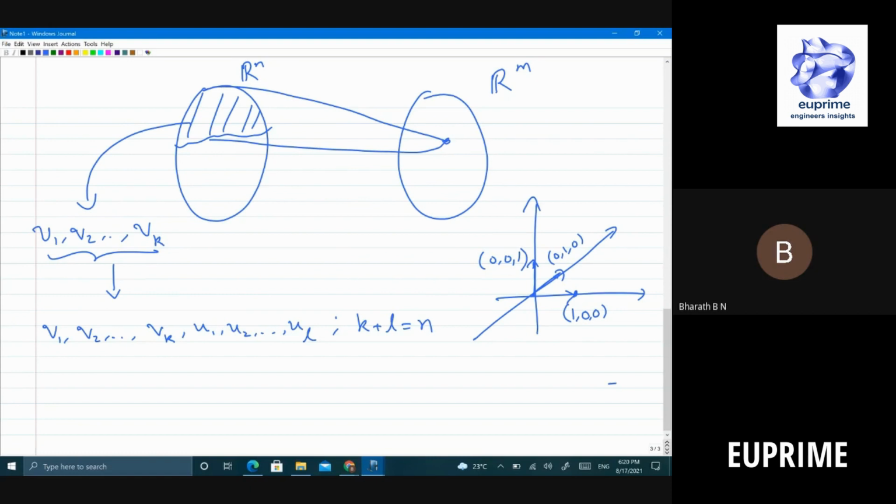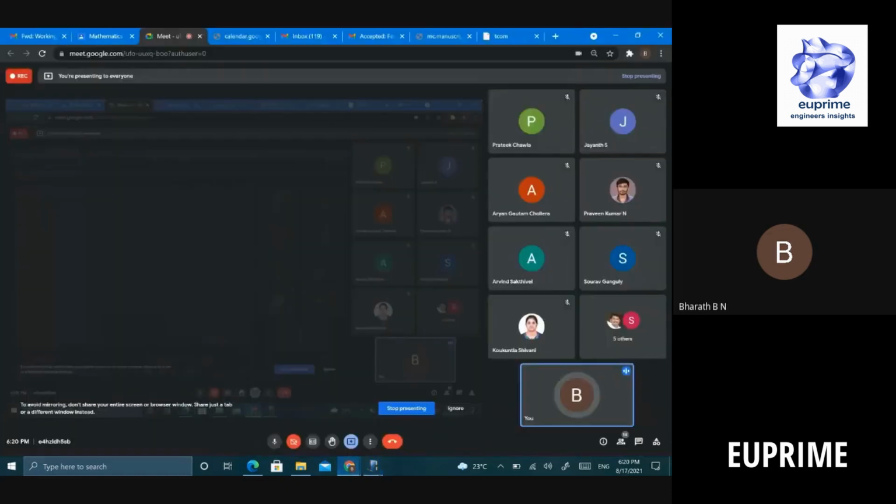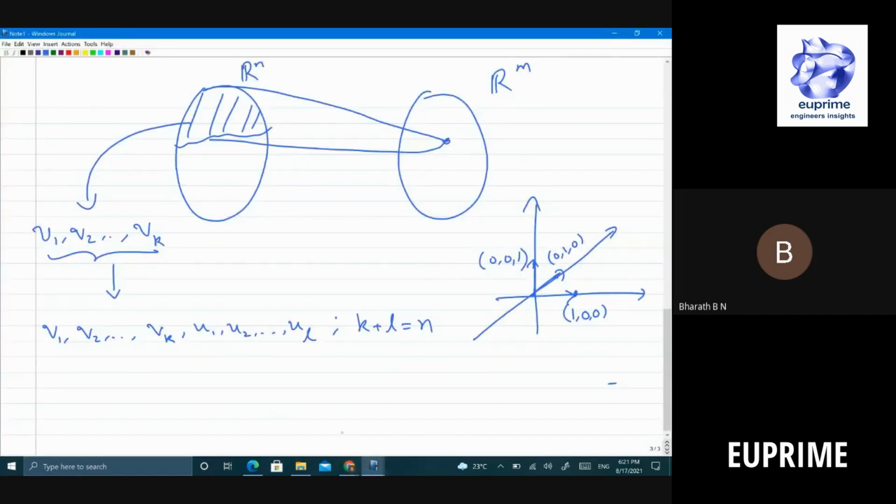But how do you prove that this is true? Well, do you remember the replacement lemma? How many of you know the replacement lemma? What is the replacement lemma? I have two bases of a vector space. I can keep on replacing one element of this by one of these, and keep on doing that until I exhaust the entire thing. Do you agree?